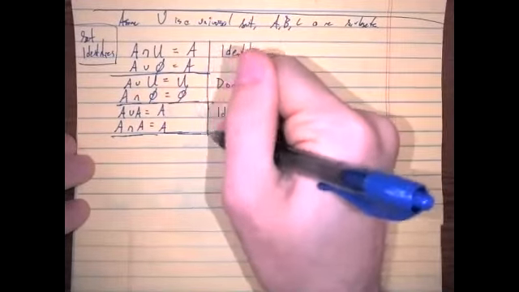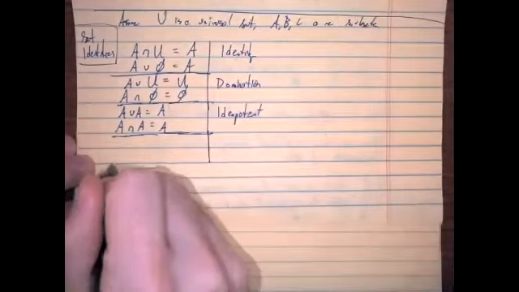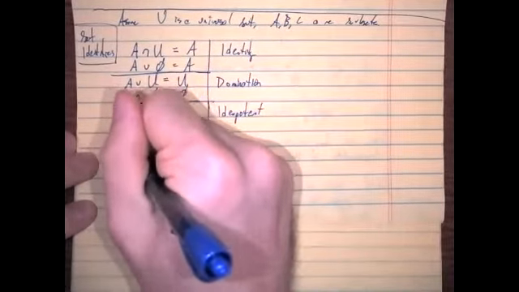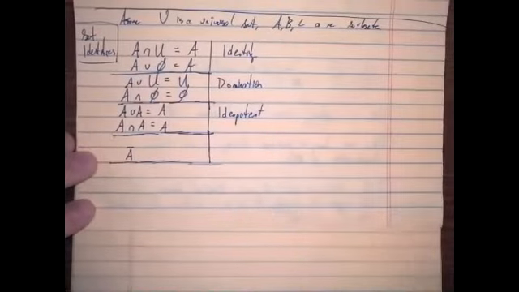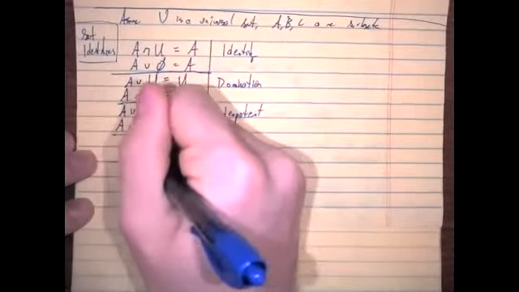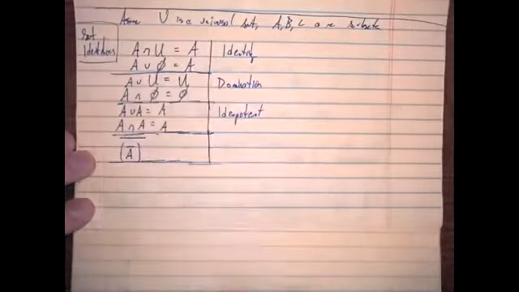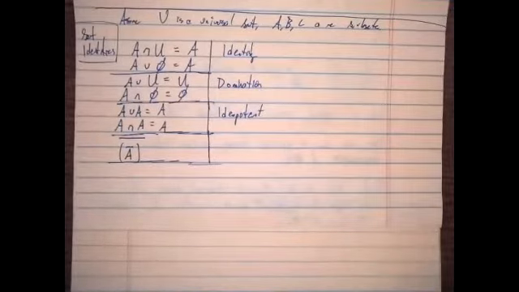We have the complement rule or law, which says, okay, I'm going to take the complement of a set, and then I'm going to take the complement of that thing. What should I get if I take the complement and then I take a complement again?